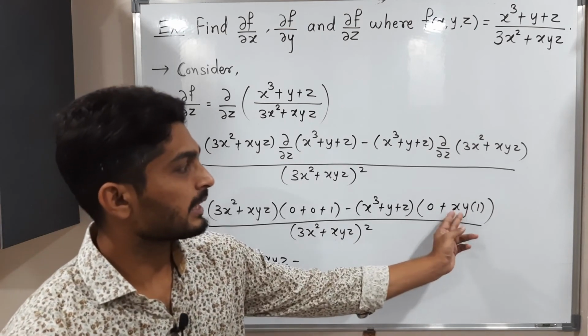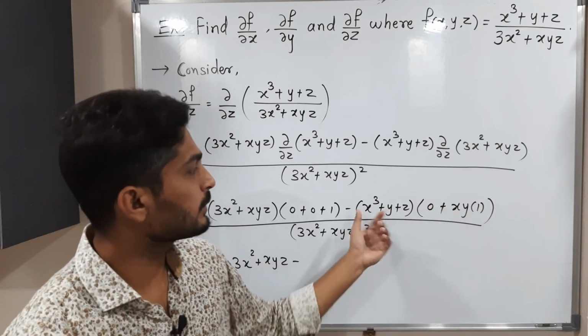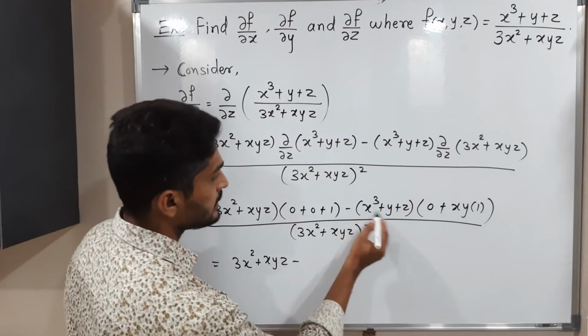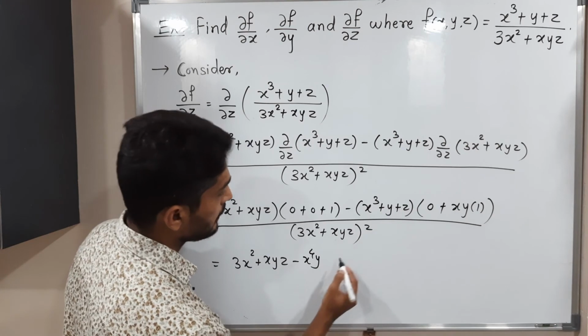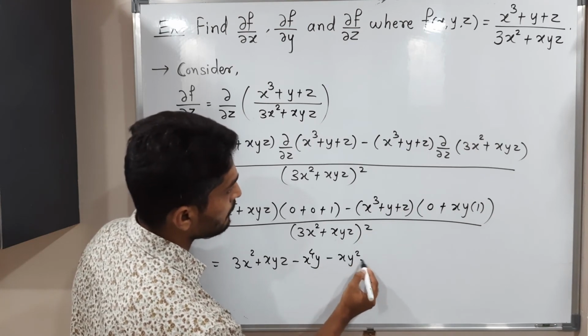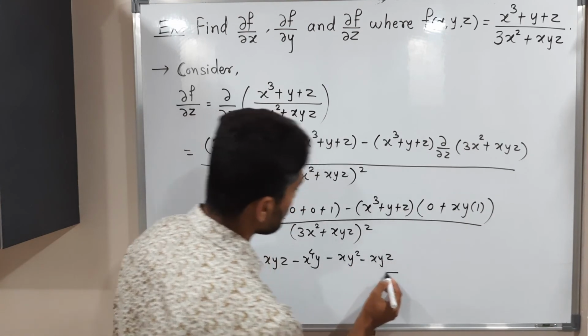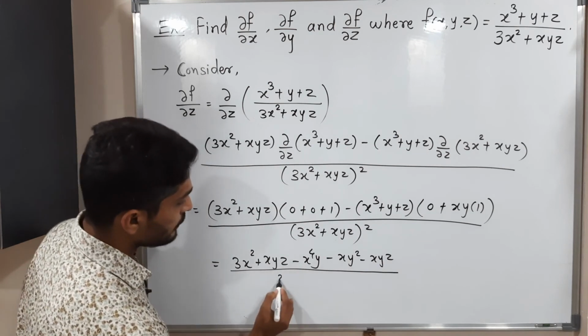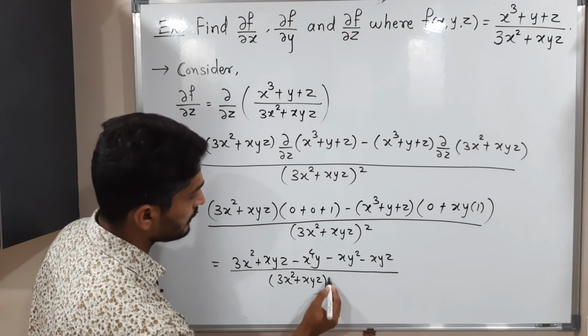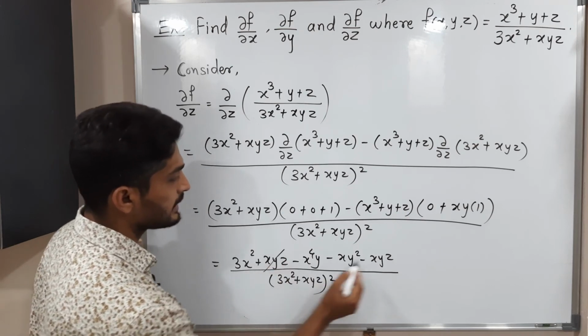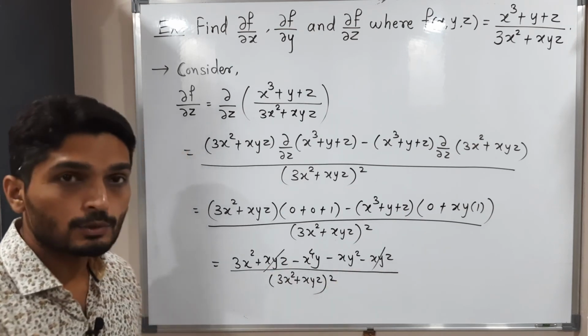What will happen there? Only xy is there, na? Xy into 1, xy you know. So xy into, let us multiply. So minus x raised to 4y, x raised to 4y, correct. Minus xy square minus xyz. Are there any chances of cancelling any term? Yeah, we can cancel, right? xyz and minus xyz will get cancelled to each other.